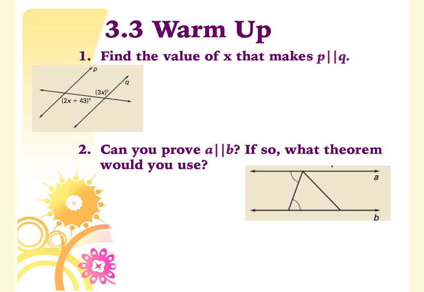All right, so in 3-3, it was all the converses to 3-2, right? So in 3-3, we said if corresponding angles are congruent, if same side interior angles are supplementary, or consecutive interior are supplementary, if alternate interior, alternate exterior are congruent, then the lines are parallel. So we took all the theorems from 3-2 and we flipped them. So for number 1, you're using those theorems. It says find the value of x that makes P parallel to Q.